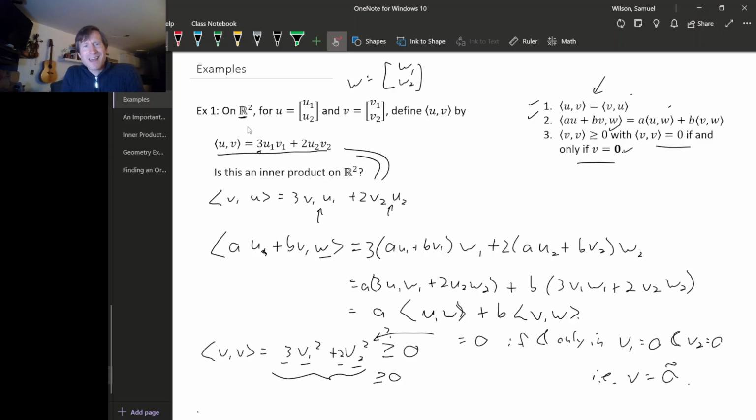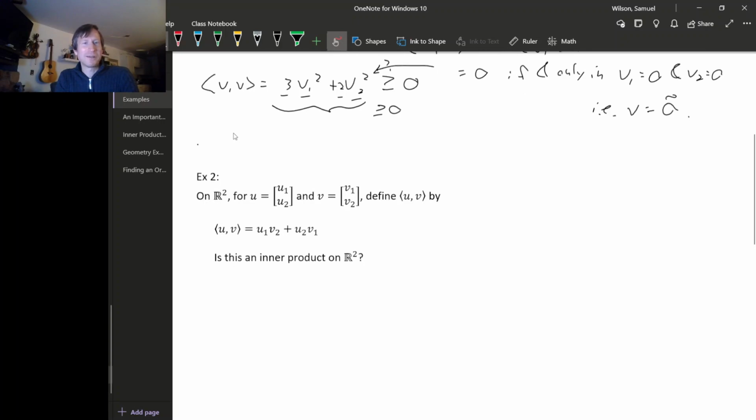You can see that we can choose any coefficients here as long as they're positive, and we will get an inner product using this particular combination of U and V. So really, there are lots of inner products on R2, and by extension, of course, there are lots of inner products on Rn for any n. Although again, the dot product is typically the most important one.